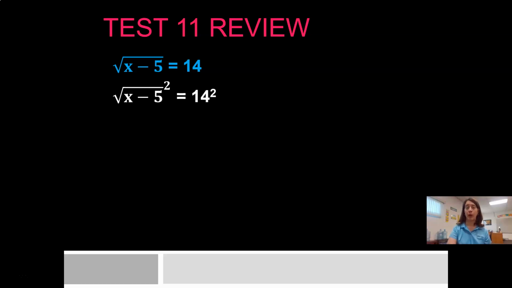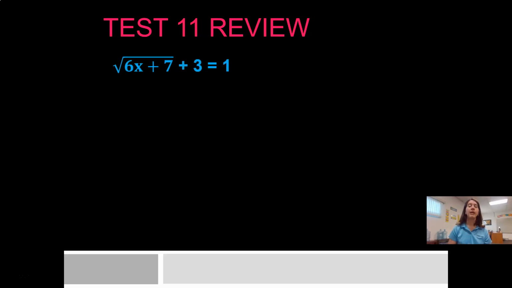The square and the square root cancel each other out, and I'm left with x minus 5 on the left-hand side, and then 14 squared gave me 196. To finish solving for x, I'm going to add 5, so x is equal to 201. Again, before I say that's my final answer, I want to plug it back in to make sure that it actually works. Putting 201 back in for x, that will say 201 minus 5, which is 196. The square root of 196 does equal 14, so I know that I have the correct answer on this question.